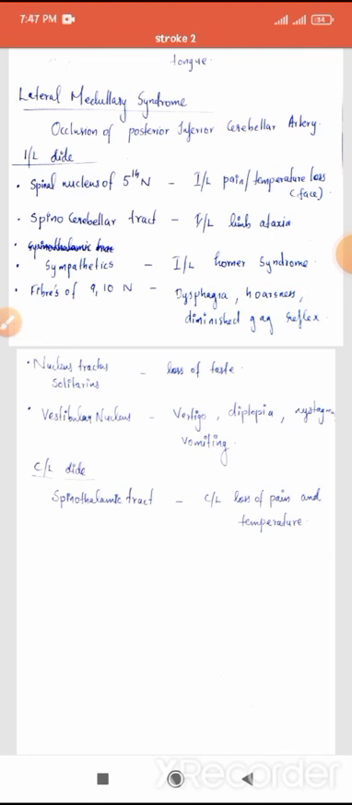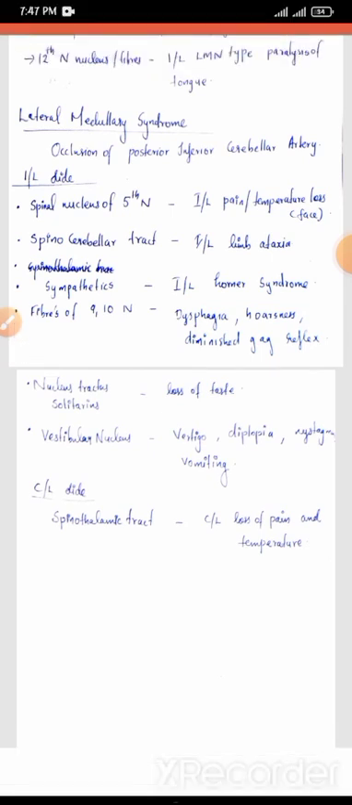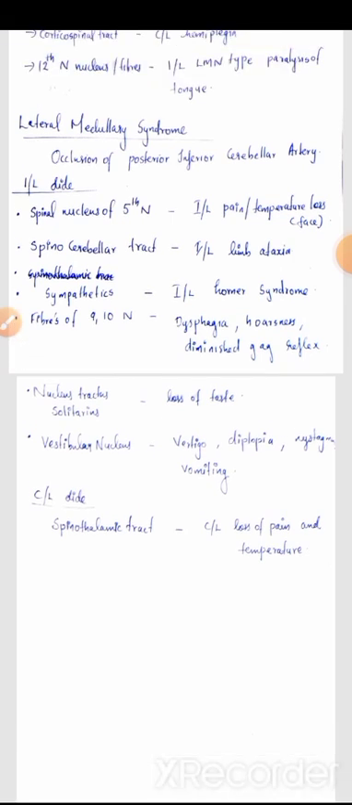And there is involvement of the nucleus tractus solitarius, so there will be loss of taste. Then involvement of the vestibular nucleus will lead to vertigo, diplopia, nystagmus and vomiting. And on the contralateral side, due to spinothalamic tract involvement, there will be contralateral loss of pain and temperature.